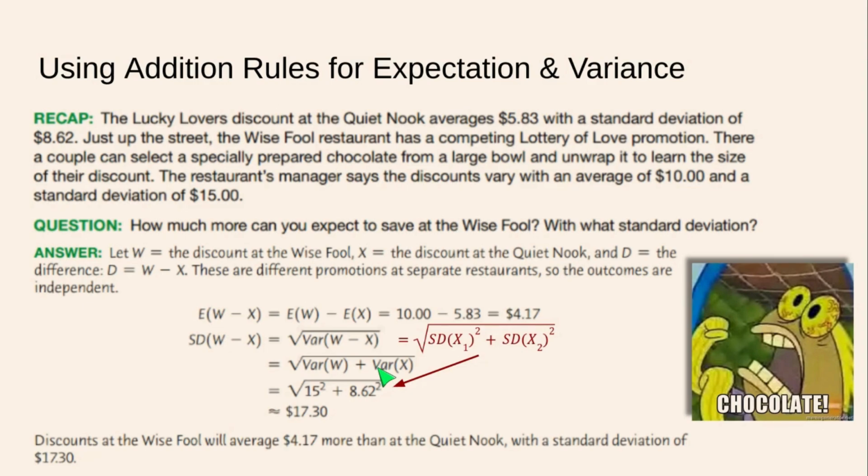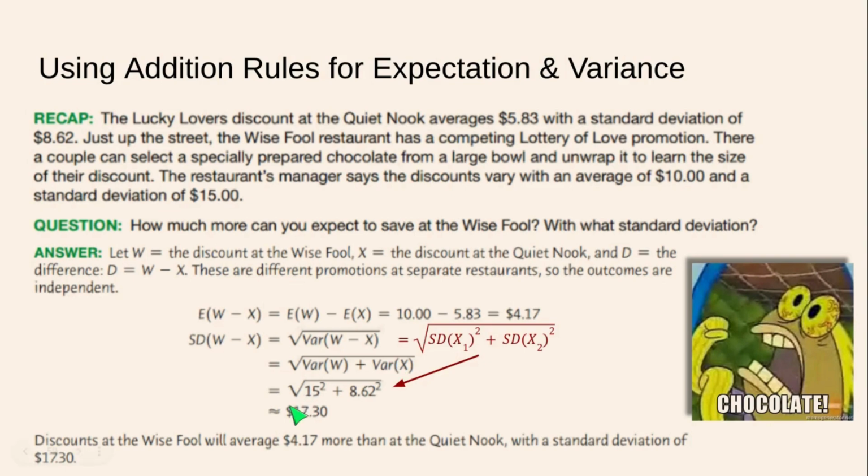So the variance is going to be the standard deviation for the Wise Fool, which is $15, as you recall. $15 squared plus the variation at the Lucky Lovers discount of Quiet Nook, which would be $8.62, that standard deviation squared, okay? And we square root that, and we get $17.30. Alternatively, we could just cut to the chase and say the standard deviation of W minus X is equal to the square root of the sum of the squares of the two standard deviations that we already know.